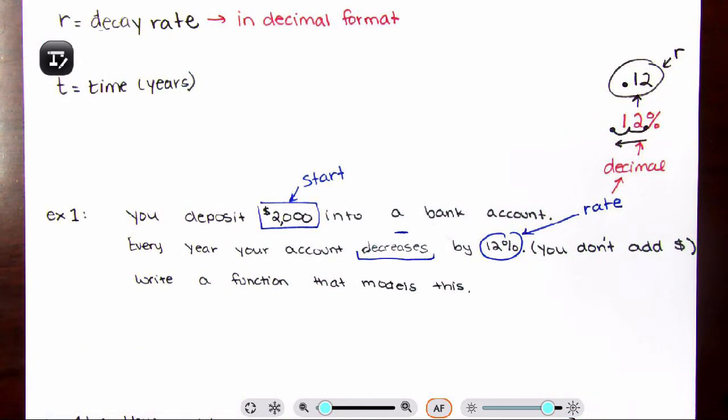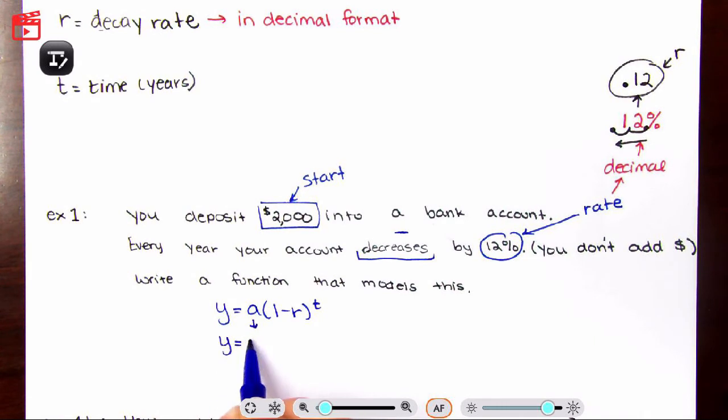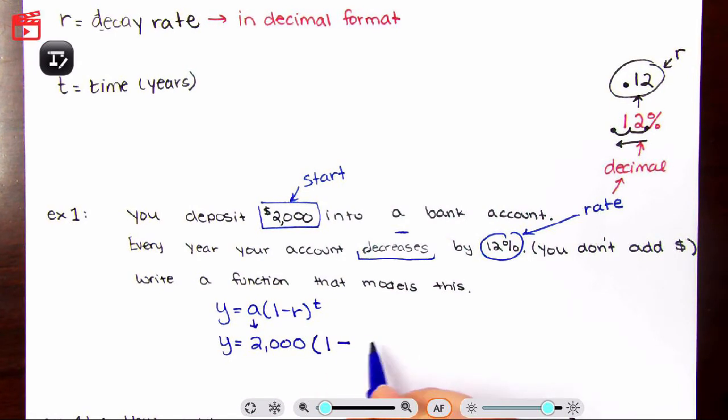Let's write an equation. Y is equal to A times 1 minus R to the T power. Y is equal to, what's our first number? We are starting out with $2,000. We are decreasing by 0.12. T stays as T. You can change it to an X if you want to, but we don't know how many years you have, basically.